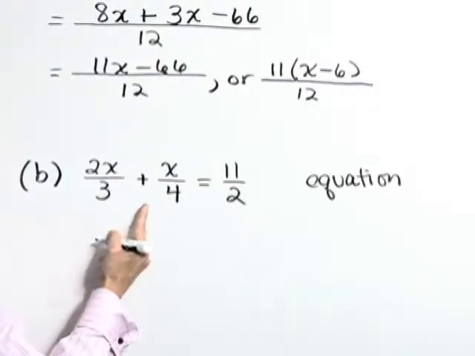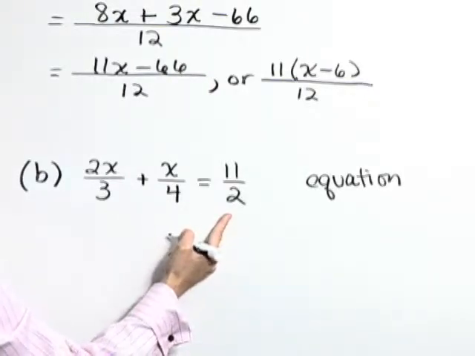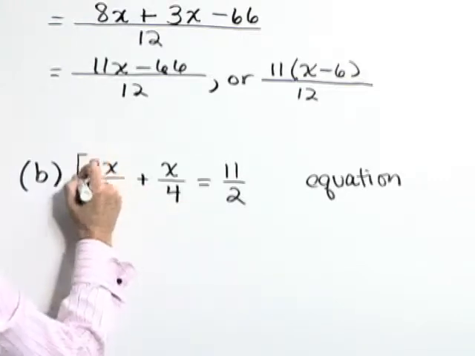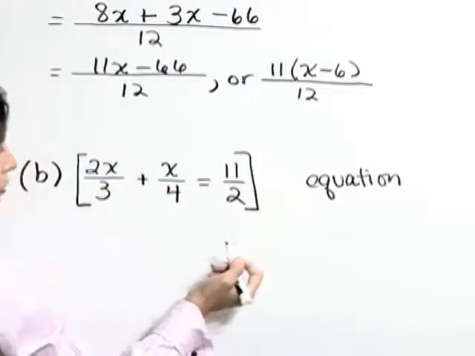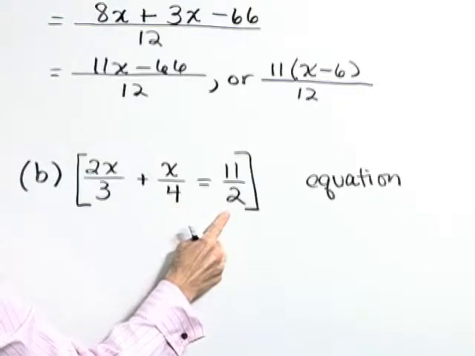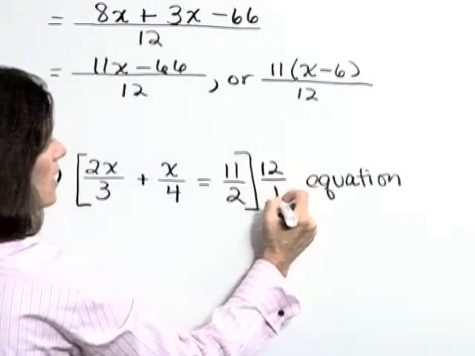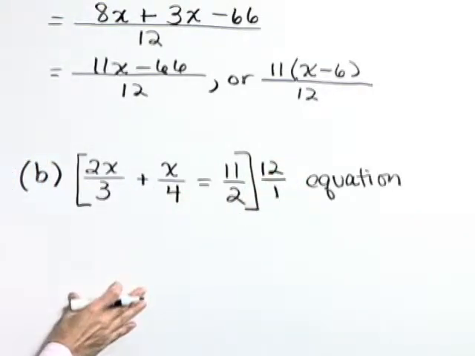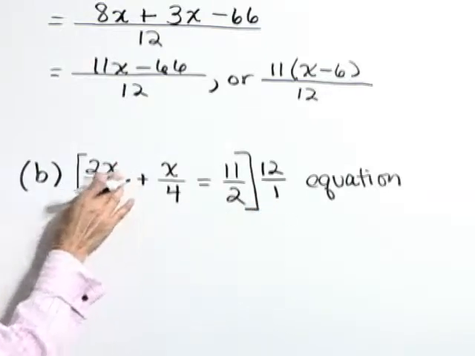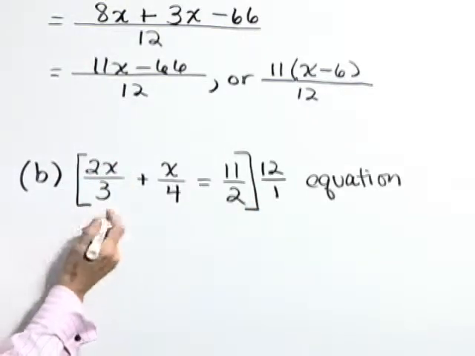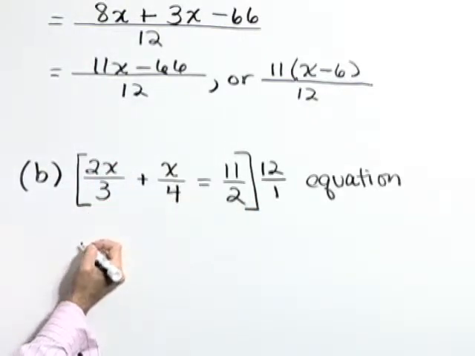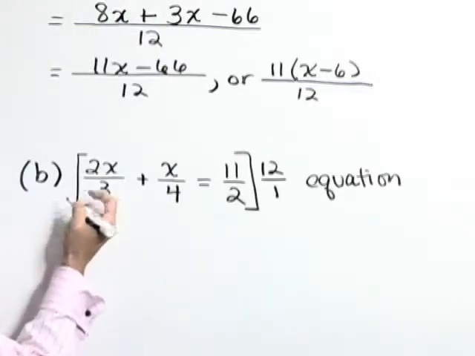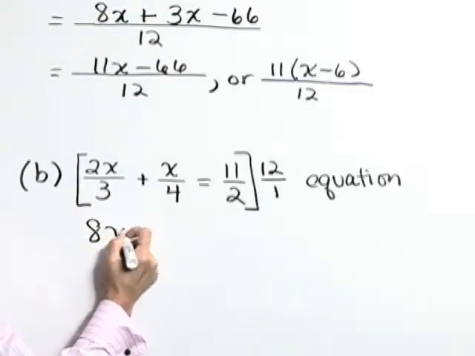Let's start by getting rid of fractions here, so we can actually multiply both sides of this equation through by a lowest common denominator of 12 and get rid of those fractions. 12 times 2x over 3. The 3 cancels into 12 4 times, and 4 times 2x is 8x.